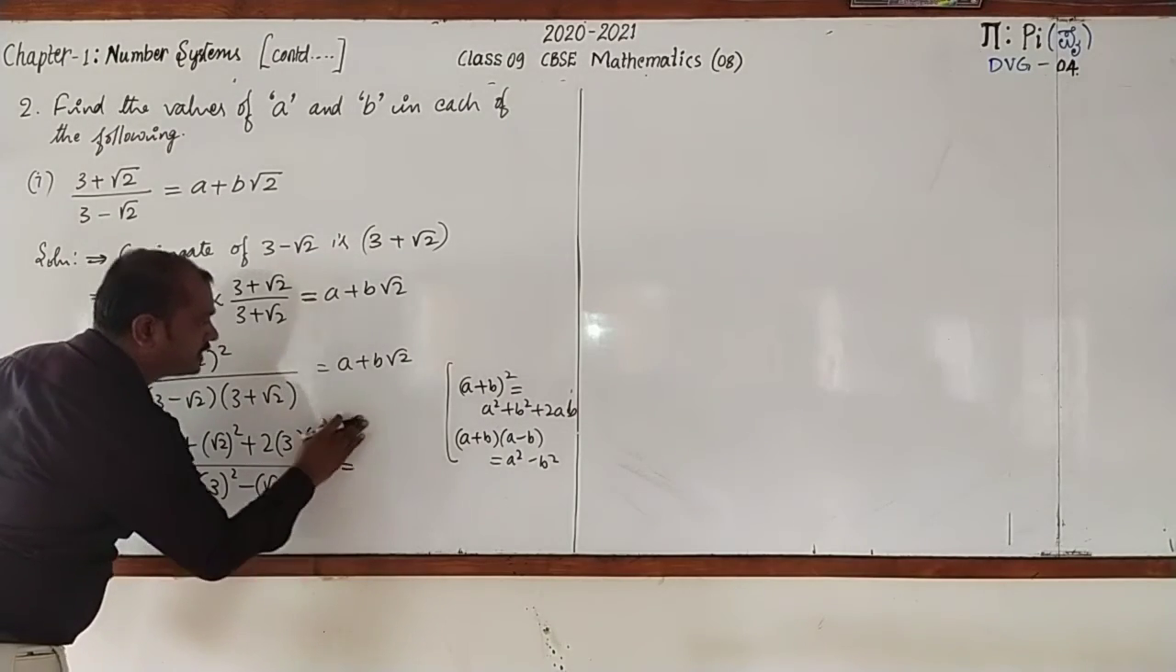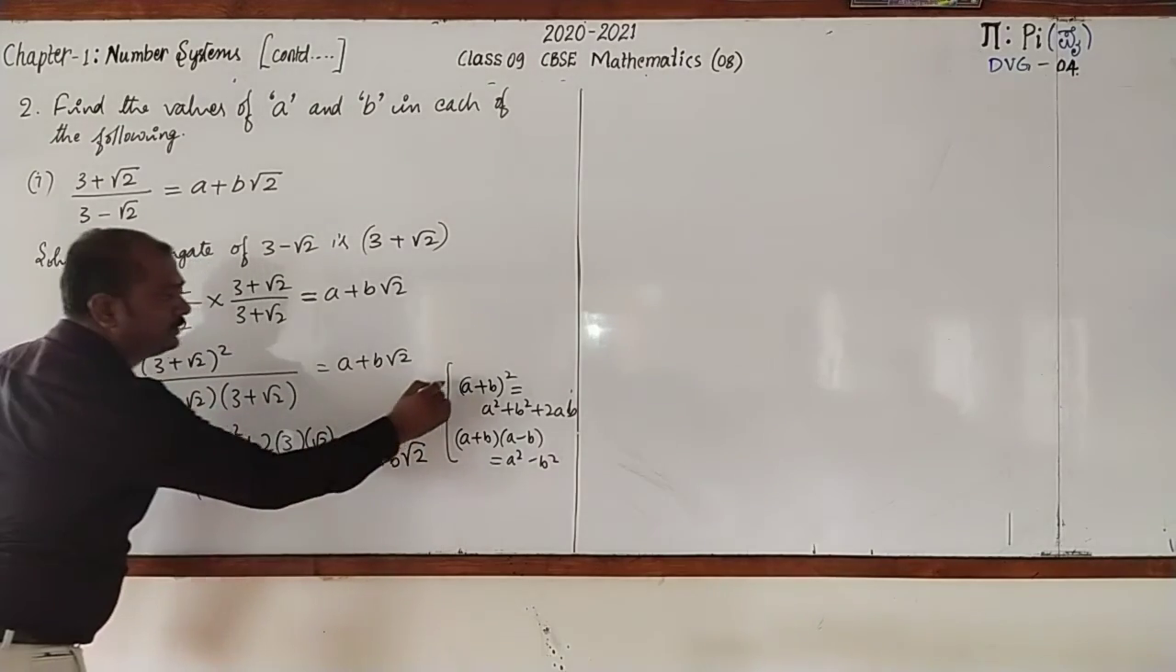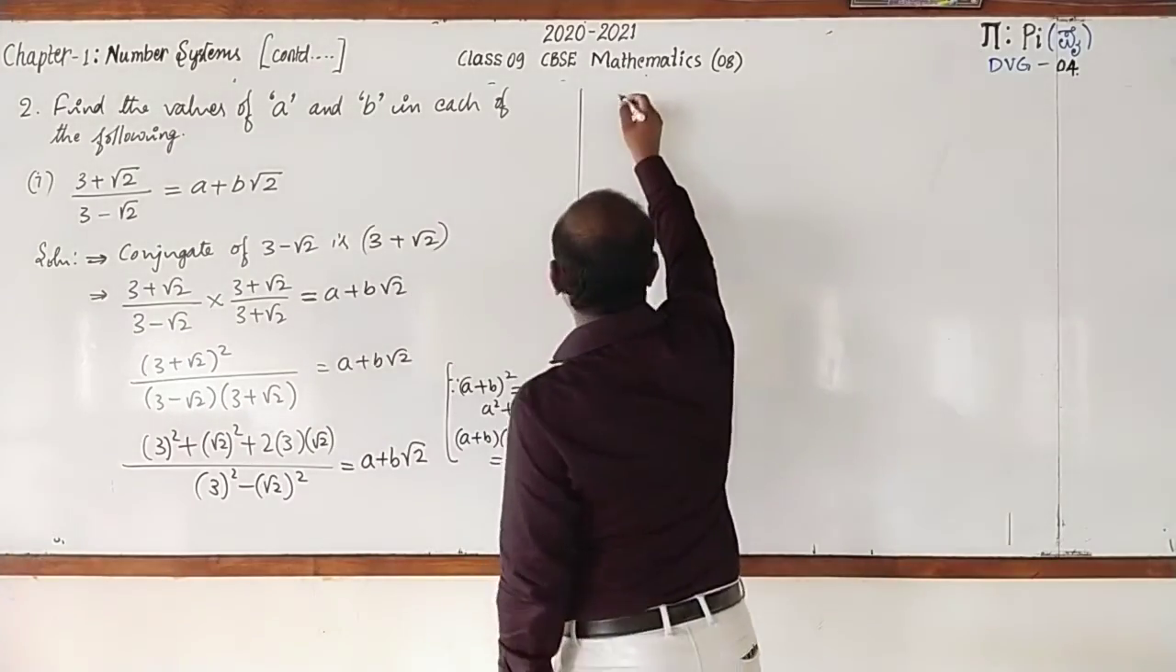And what is in the RHS? It is a plus b into root 2. And here we have written the reason. Next. Let me continue here.